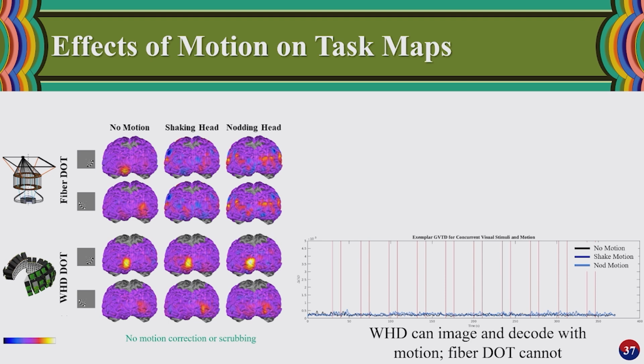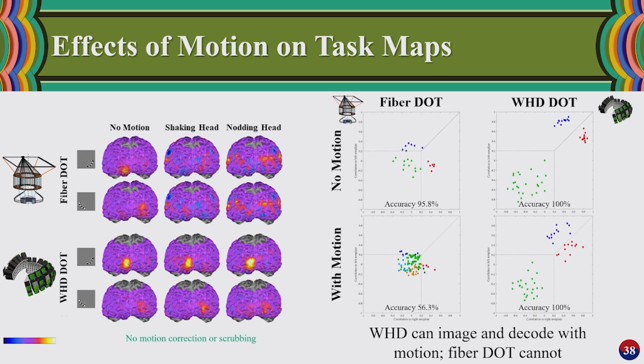In fact, the WHD maps are so good that even with the large amplitude instructed motion, the accuracy on a 3-way decoding task was very high, reaching 100% in such subjects. While doing this on the fiber system, the accuracy falls harshly and the data points are no longer separable. In short, the WHD system is capable of imaging and decoding during motion when the fiber system is not.